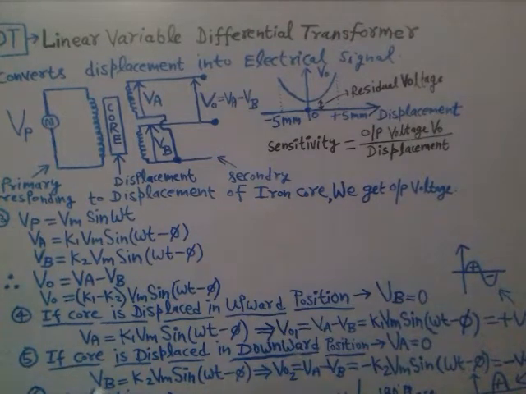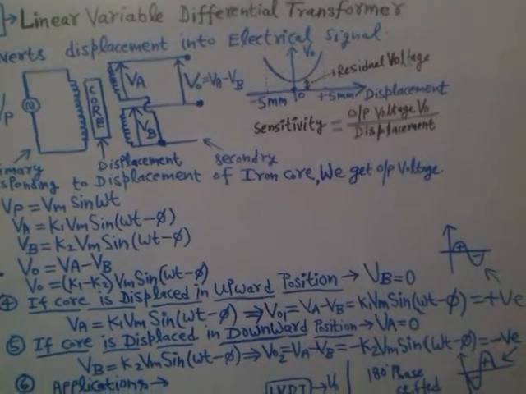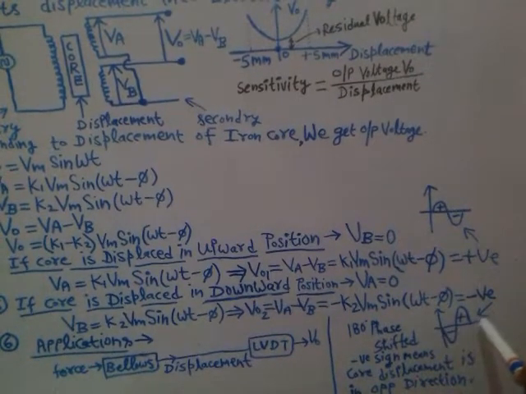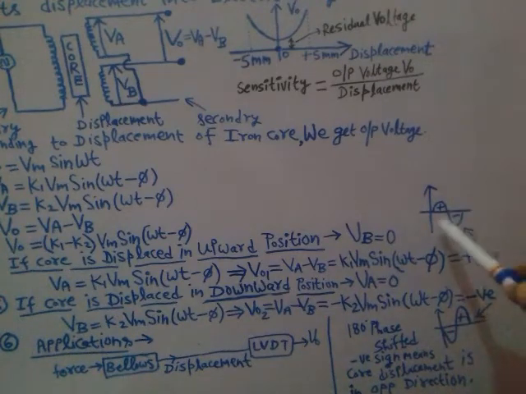So the only induced voltage in the secondary side is Vb. Vb is K2 Vm sin(omega t minus phi). So V02 will be equal to Va minus Vb, that is minus K2 Vm sin(omega t minus phi), because Va is 0 in this case. That's why this voltage is negative, which means the output voltage is 180 degree phase shifted. As you see, the wave shape is 180 degree phase shifted.